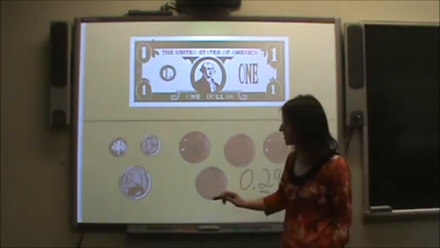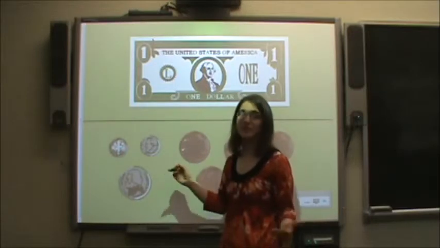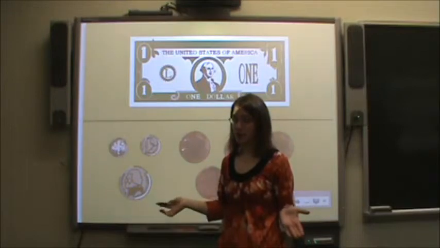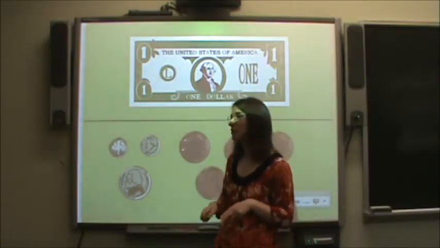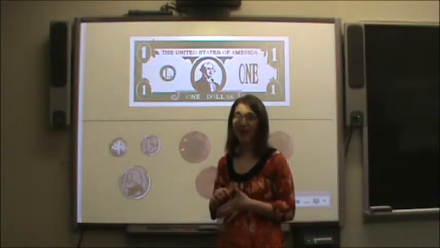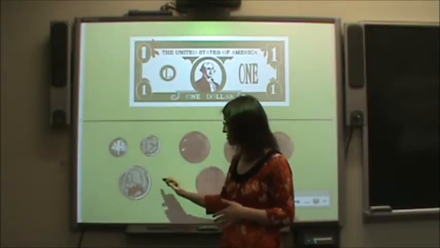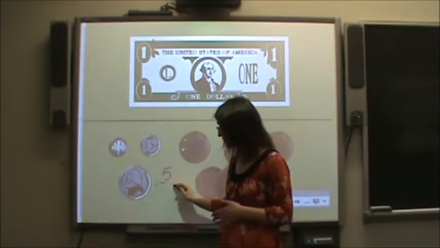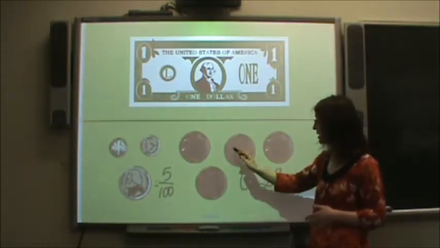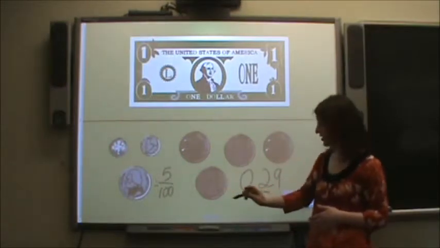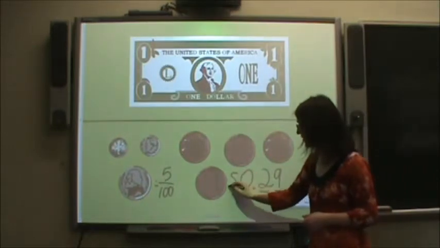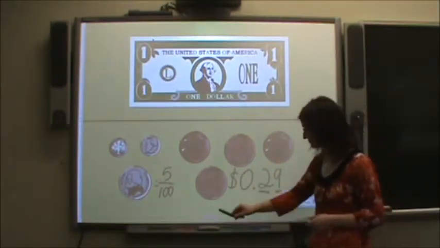And then I knew that this is worth 5 cents. So thinking about pennies, I know that 1 cent is 1/100th. So 2 cents would be 2/100ths, 3 cents would be 3/100ths, 4 cents would be 4/100ths, and 5 cents would be 5/100ths. So this equals 5/100ths. Now if I added my pennies, 5/100ths, 6/100ths, 7/100ths, 8/100ths, 9/100ths. So I have a 9 in my hundredths place. So this could also be read 29 cents.